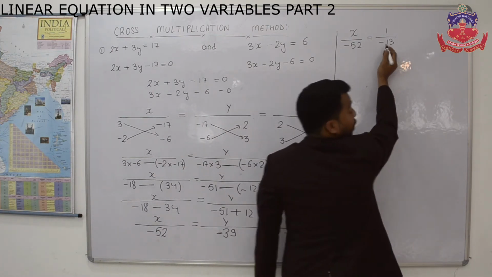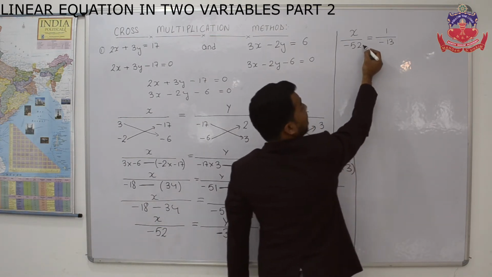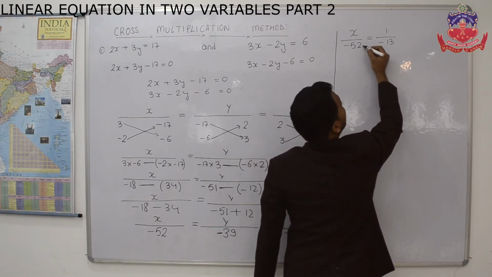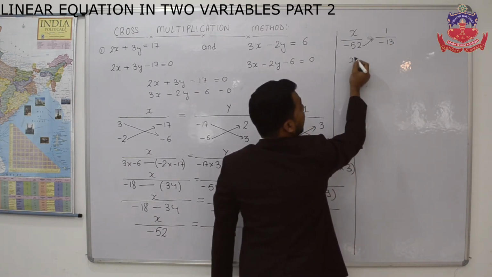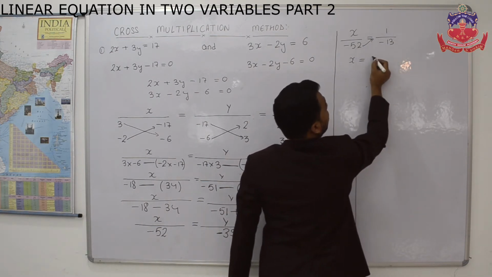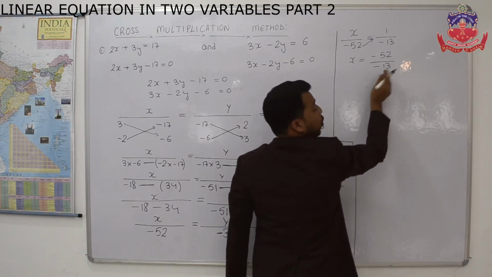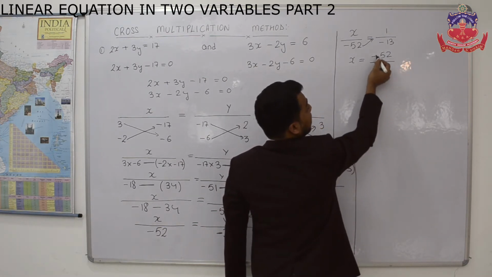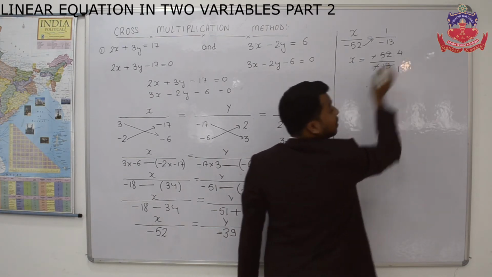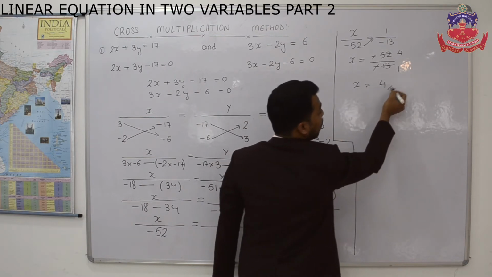Once we find the answer for x, we will find the answer for y. What you do is, you cross multiply the number that is below x, so the divide will go as multiply. So x is equal to minus 52 into 1, which gives minus 52, divided by minus 13. Minus minus gets cancelled, 13 ones are 13, 13 fours are 52. So the answer for x is 4, which we have obtained.